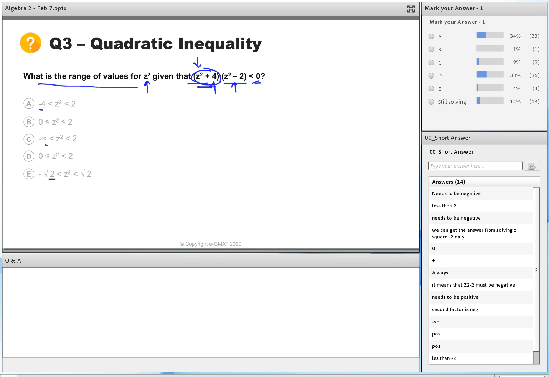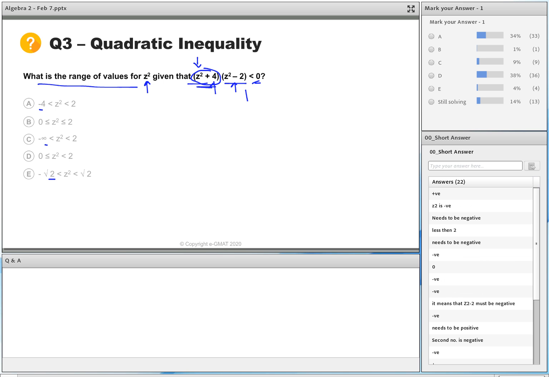Yes, it is a negative number, because only if the second number is a negative number would the product of this number, which is always a positive number, times this number be a negative number. So my second number has to be a negative number. I do not know what values z square would take. I just know that z square minus 2 has to be a negative number.